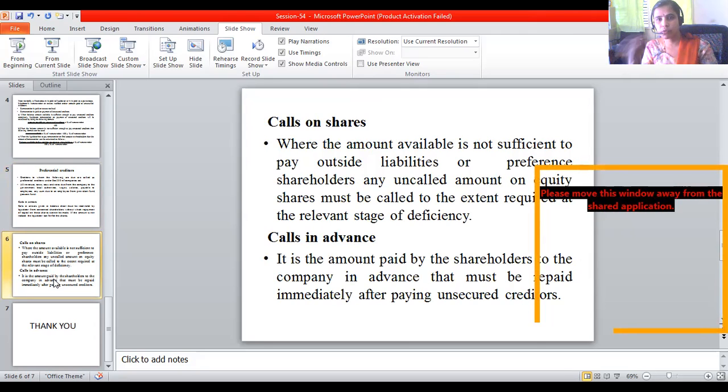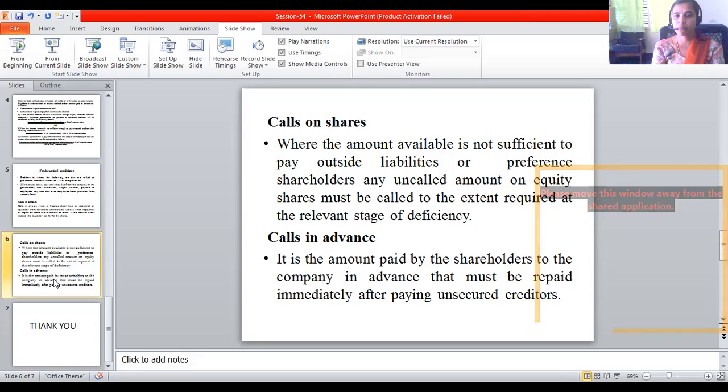He might have to make a call and collect the money to make good the deficiency encountered during the liquidation and the payment of the liabilities. Calls in advance: if the amount is paid by the shareholders to the company in advance, it must be repaid immediately after paying the unsecured creditors. That is what is called calls in advance. So thank you. This is about this session.